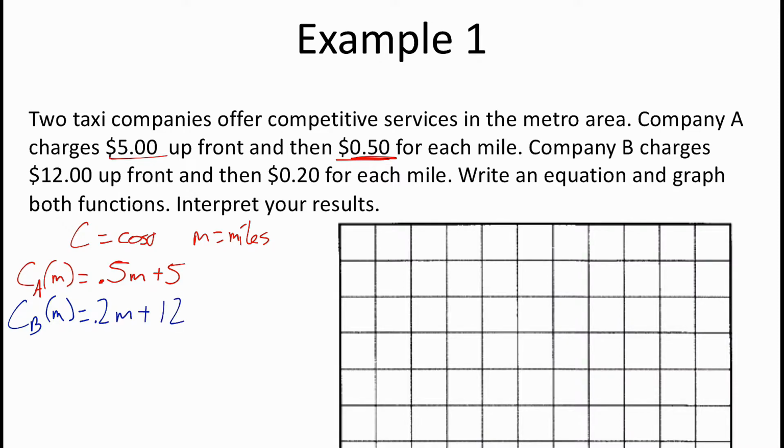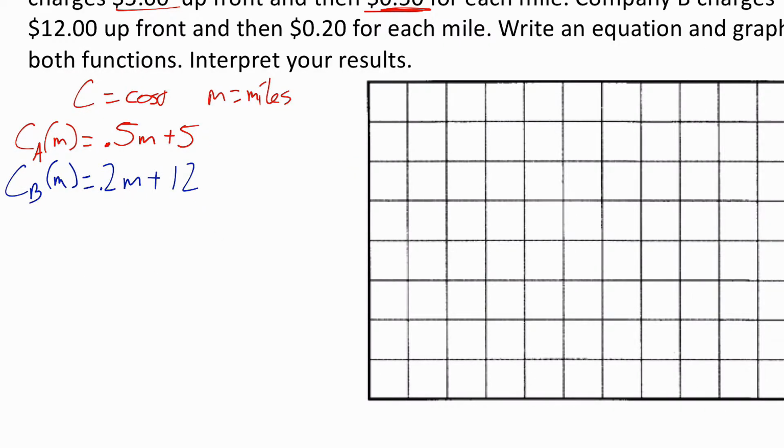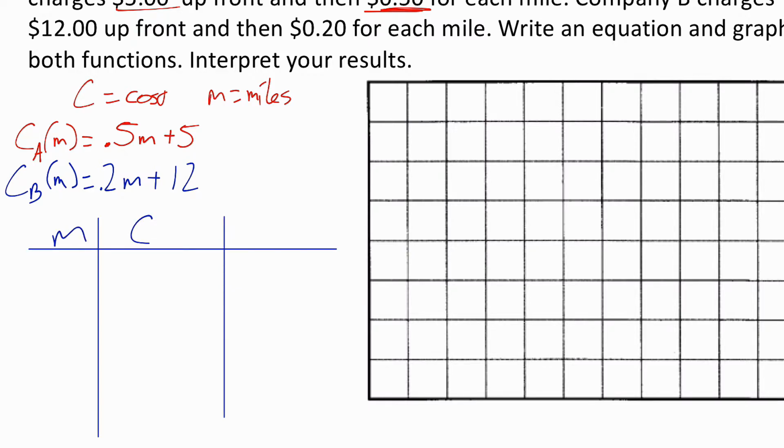Now to make a graph, let's make a table first. We're going to have miles, company A, which I'll do in red, and then company B, let's do that in blue. Starting off with 0 miles, if you plug that into company A, you're going to be charged $5. Company B will be $12.